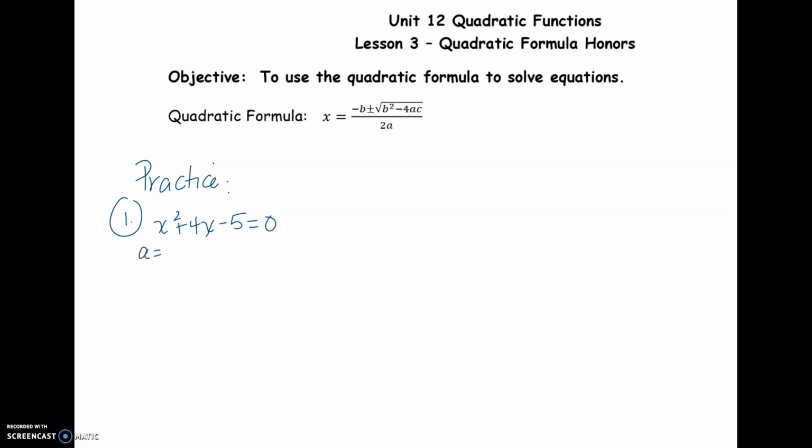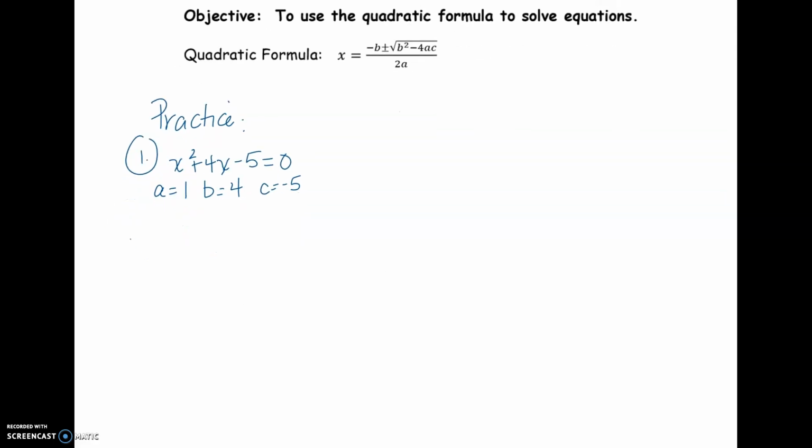A is always what's in front of the quadratic. In this case, it's a 1. B is what's in front of the linear, which is a 4. And C is our constant term. I take the formula, x equals the opposite of b. If b is 4, it's negative 4, plus or minus the square root of b squared, or 4 squared, minus 4 times a, which is 1, and c, which is negative 5, all over 2 times a, or 1.